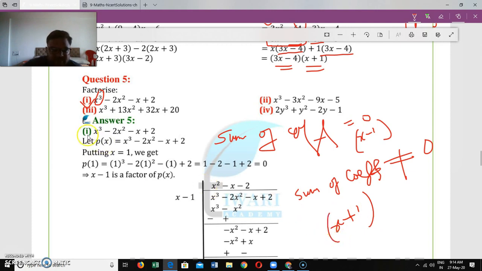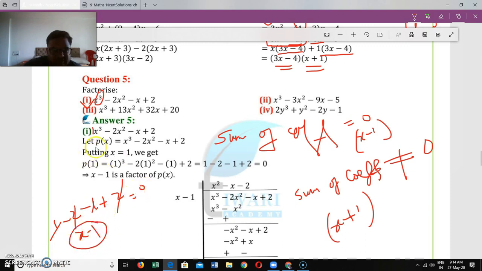So let's see, here there is no number, which means 1. So we'll write it here: 1 minus 2 minus 1 plus 2. So here plus 2 minus 2 cancel, minus 1 plus 1 cancel, which is equal to 0. Therefore, we will write x minus 1 is a factor.